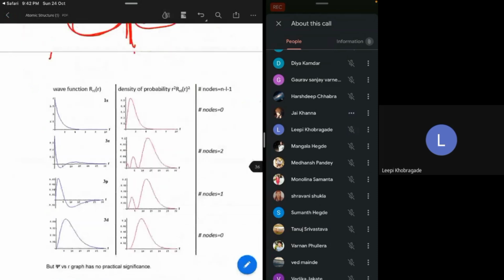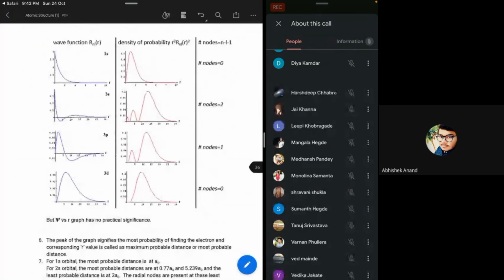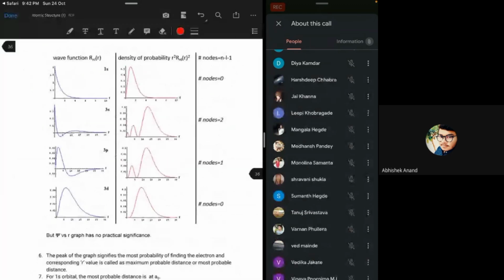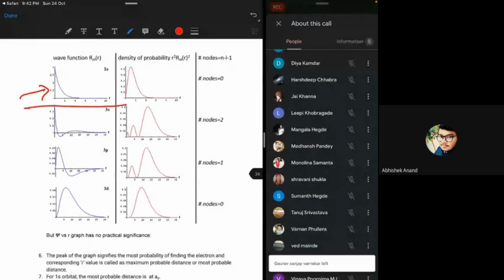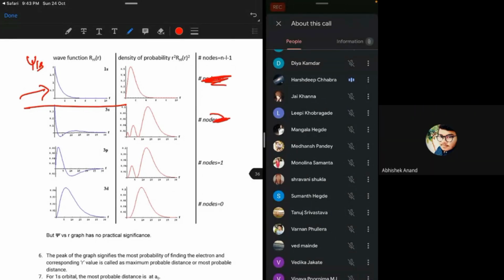This seems a better diagram. Tell me, guys, how many nodes in this graph? This is psi 1s. Zero. Zero nodes.